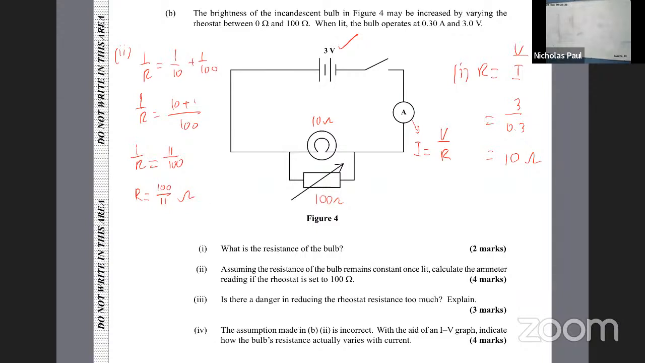And then you work out the current. Current is equal to your voltage over 100 over 11. I am getting 0.33. Just check the calculator now, please. Anybody got 0.33? Check it and see. 0.33. Is there a danger in reducing the rheostat too much?